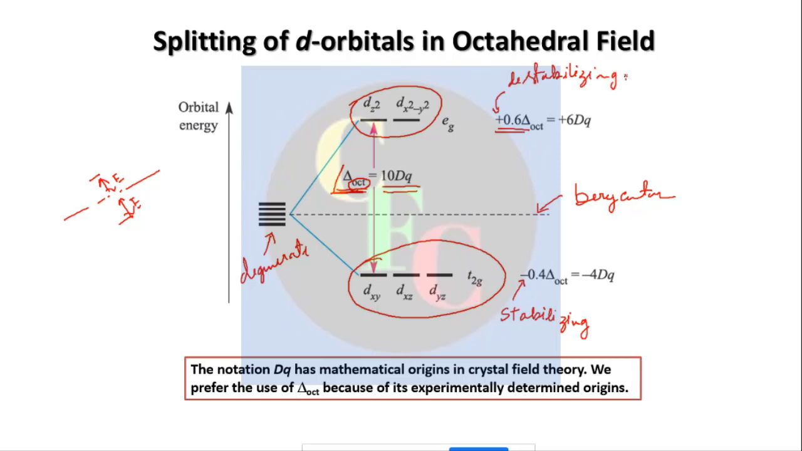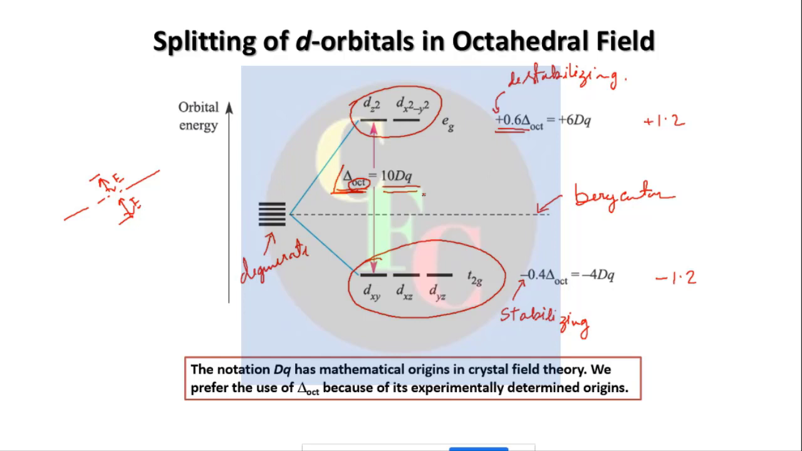Right. Similarly, in terms of dq, you can easily say this 10 Dq can be divided into plus 6 and plus 4, right? Suppose 3 multiplied by minus 0.4 gives you minus 1.2, and similarly plus 0.6 into 2 will give you plus 1.2. So you see, they will cancel out each other, right? That is why it is not equal. Okay, so this is our crystal field splitting for octahedral fields, right?